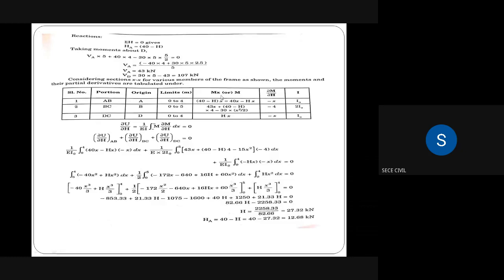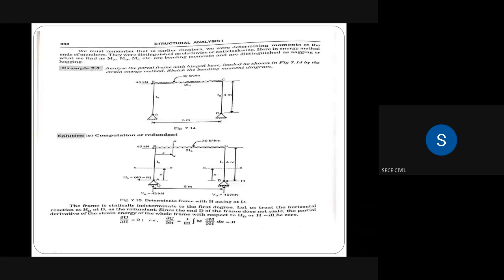So we have to calculate Mx, the moment about section X. We are considering the left side of this section. What forces act on the left side of the section? We have VA and the horizontal force HA. Because of VA, do we get moment at the section? No, because VA is acting in the same line as the section, so no moment will occur because of VA. Because of HA, we will get moment.